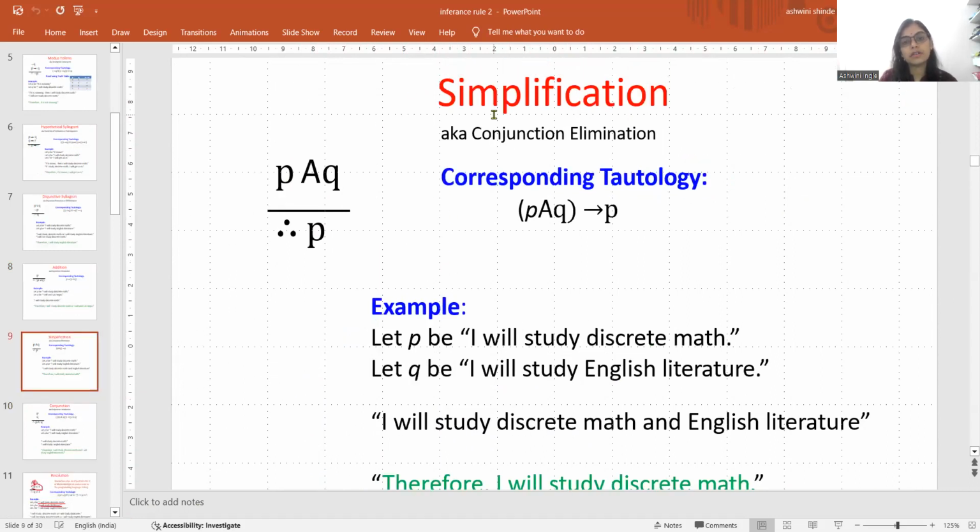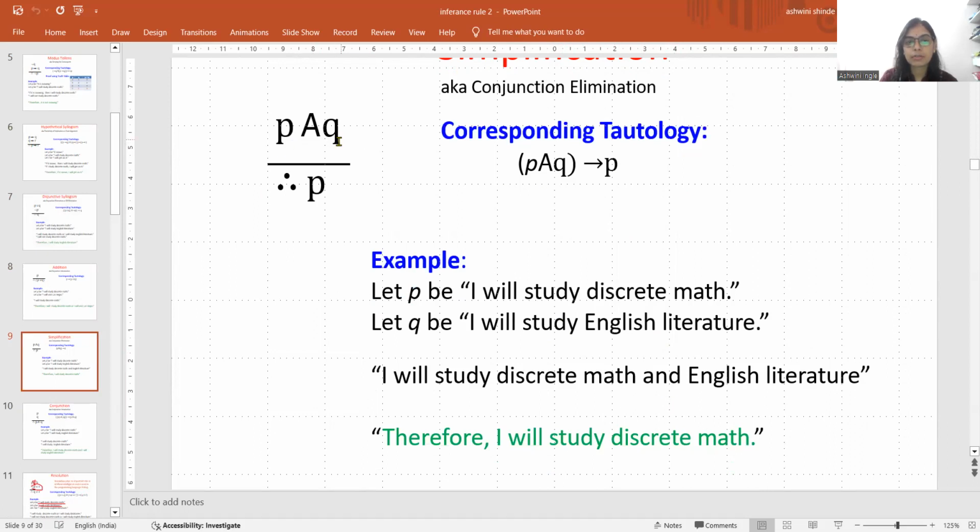Next inference rule, simplification, or you can say conjunction elimination. Same here, one premise and you get the conclusion. We use the and connective. Corresponding tautology: if P and Q, then P. Here P is I'll study discrete math. Q, I'll study English literature. Your premise, I'll study discrete math and English literature. Obviously, your conclusion becomes I will study discrete math.